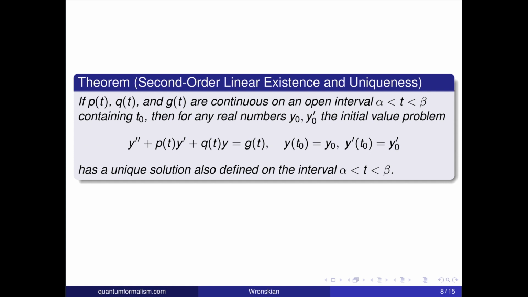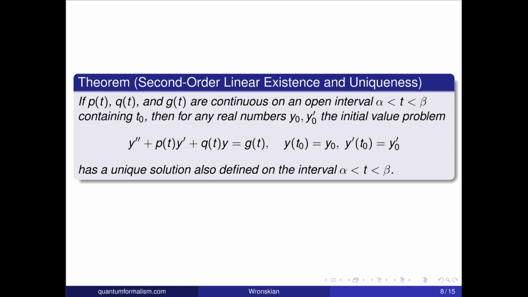Okay, this is just a reminder of the second-order linear existence and uniqueness theorem from lecture 2, which says that as long as P of t, Q of t, and G of t are continuous on some open interval containing your initial t value, then every initial value problem at t0 will have a unique solution that will be defined on this full interval from alpha to beta.